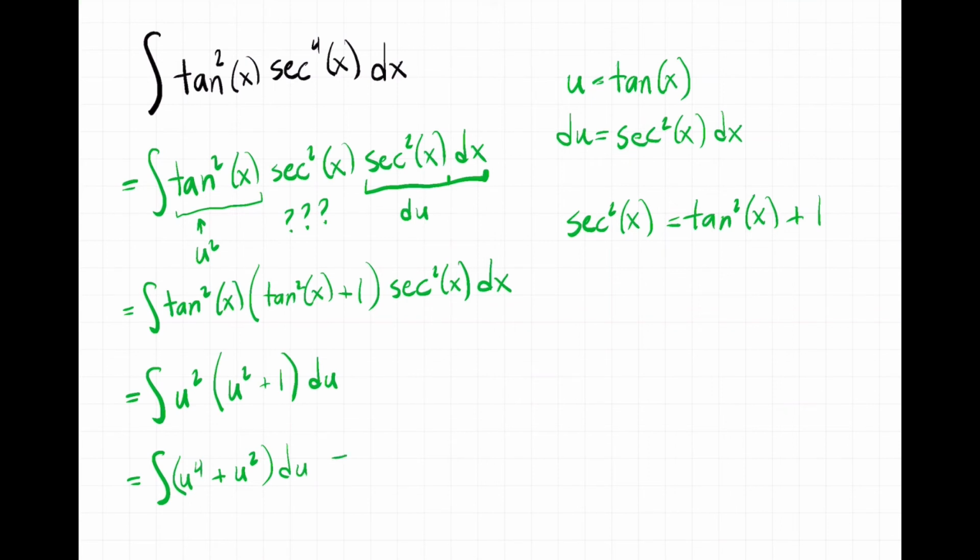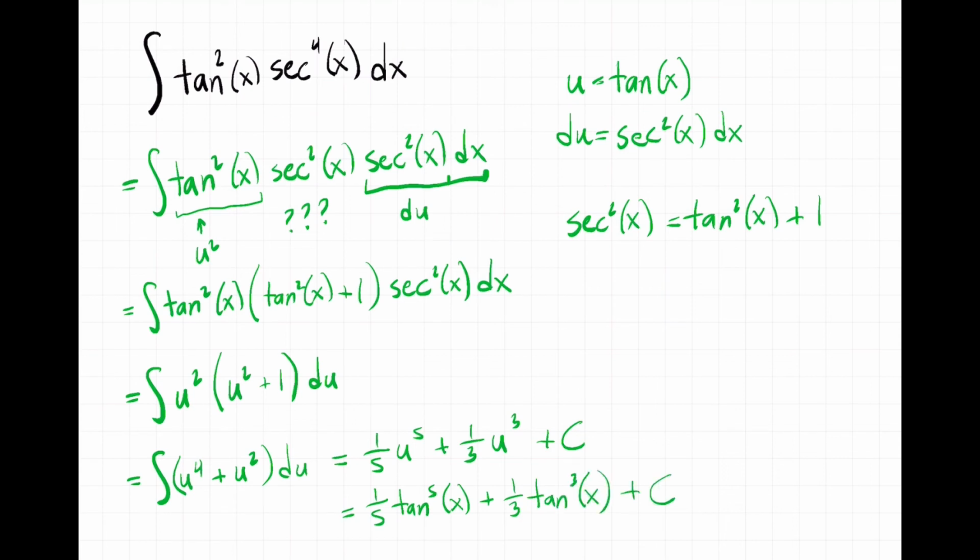And now we can find the antiderivative. This is 1/5 u to the fifth plus 1/3 u to the third plus a constant. And as always, let's just fill in what our u is. This is equal to 1/5 tangent to the fifth of x plus 1/3 tangent to the third of x plus a constant. And this is our final answer.